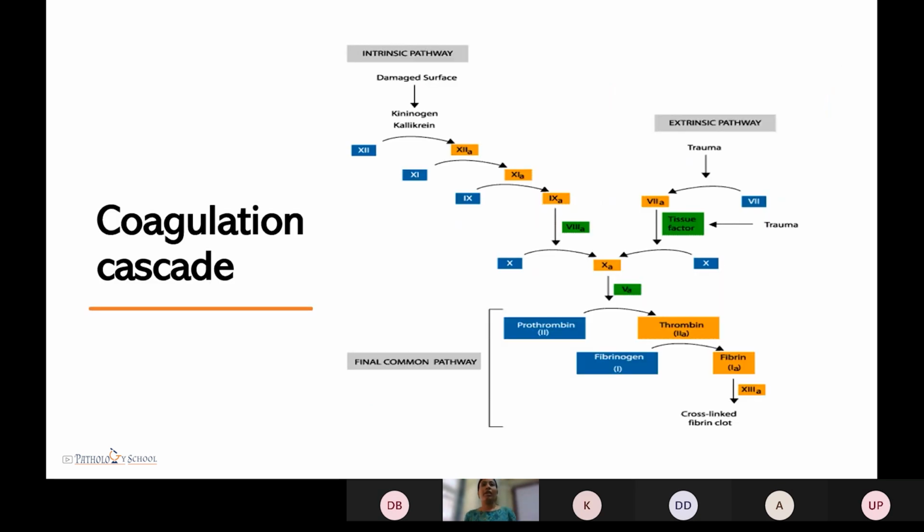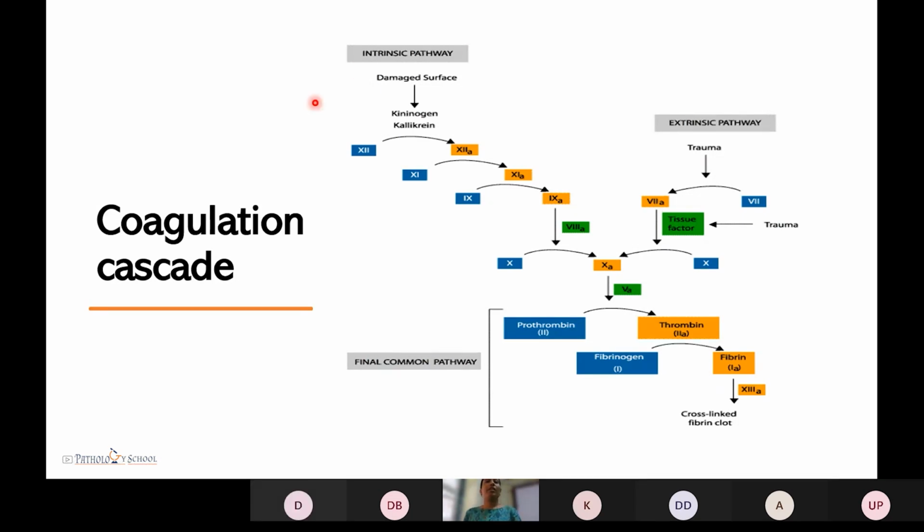We'll be studying the coagulation cascade in brief. It includes the extrinsic pathway, intrinsic pathway, and final common pathway. The extrinsic pathway is initiated by activation of factor 7, which combines with tissue factor released because of trauma or some tissue injury, which in turn activates factor 10 through the extrinsic pathway.